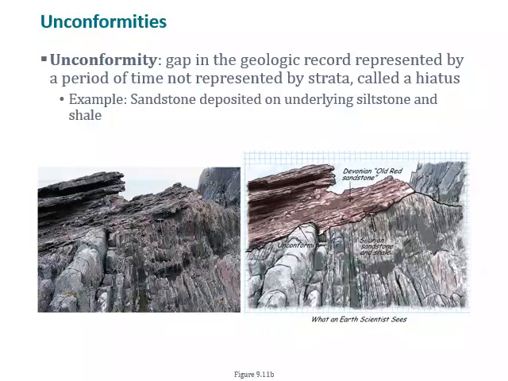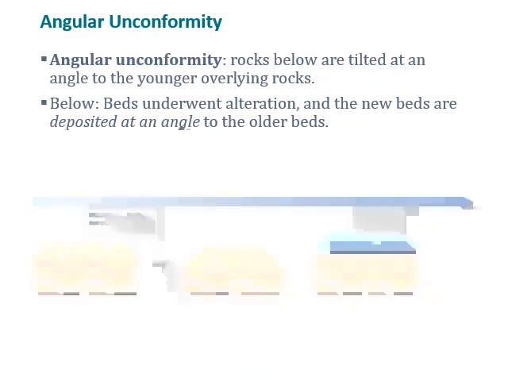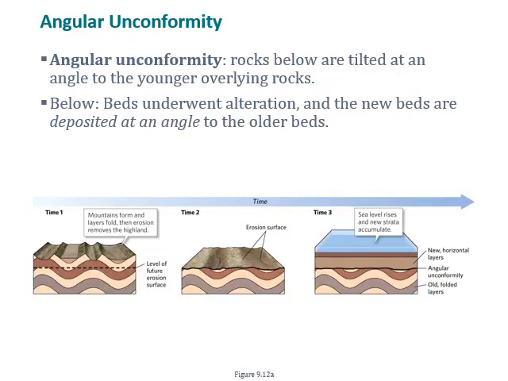There are several types of unconformities. An angular unconformity is where the rocks below are tilted at an angle to the younger overlying rocks. The rocks or beds below underwent some sort of alteration or tilting, with the new beds deposited at an angle to them on top. The picture below describes this, as does the picture in the previous slide.